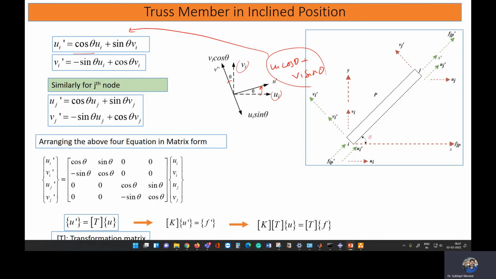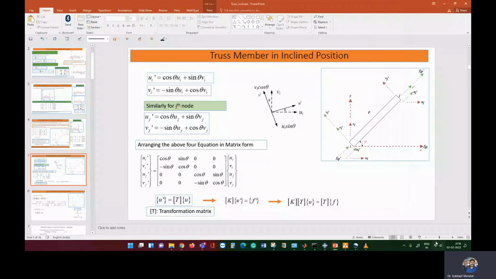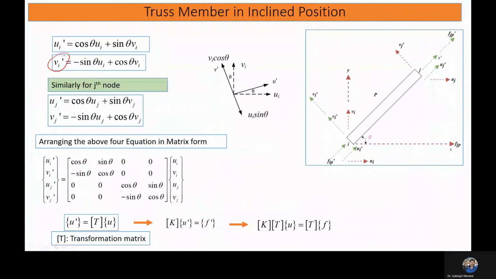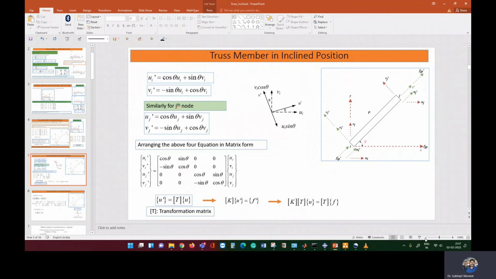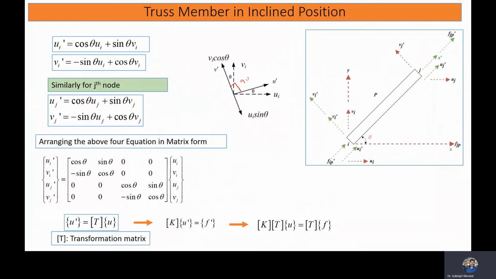Now similarly we consider and obtain v'. Here you just see the initial angle between ui and vi was 90 degrees, and we have rotated by theta. So now we have u' and v'. The angle between u' and v' is now also 90 degrees. Similarly this one is also 90 degrees.